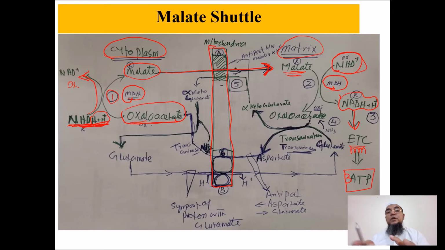But now we need to regenerate the process. We need to regenerate this oxaloacetate because we need the process to continue. So what will happen now? Once the malate gives two hydrogen to this NAD and converts it into NADH, this process is done. But this malate will convert into oxaloacetate. Now the issue is that this oxaloacetate cannot cross the mitochondrial membrane directly, cannot come back. So here we need to do some tricks.